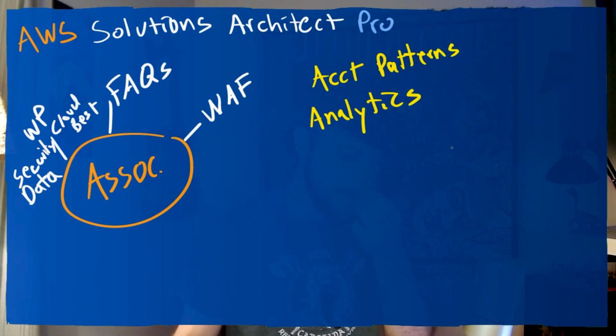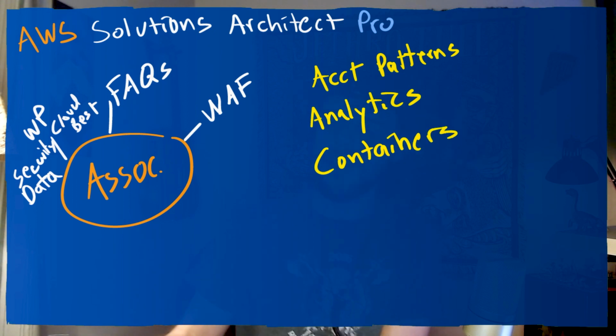Okay, so continuing on, thinking about some of the other ones that we might see in here. There was a lot more focus on containers. We needed to know on the associates how containers help us. But on the pro, we really need to understand how to pass tasks off to them, how some of the permission schemes work between them, how Elastic Container Service versus Fargate versus Lambda contrast with one another.